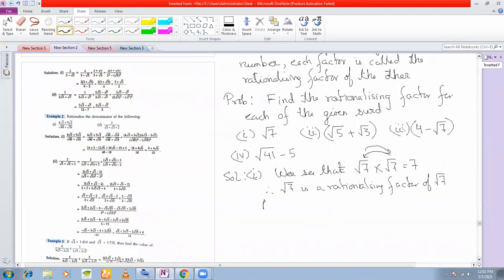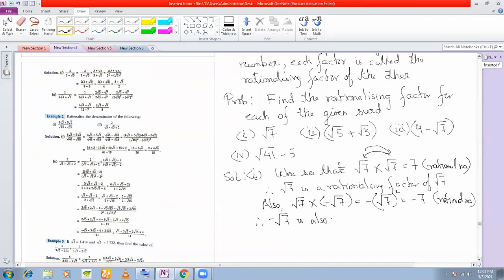Also, when you multiply root 7 with minus root 7, then also you are getting a rational number. You are getting minus root 7 square, which is equal to minus 7, isn't it? This is a rational number, and this is also a rational number, right? So therefore, minus root 7 is also a rationalizing factor of root 7. Is this concept clear? Rationalizing factor?